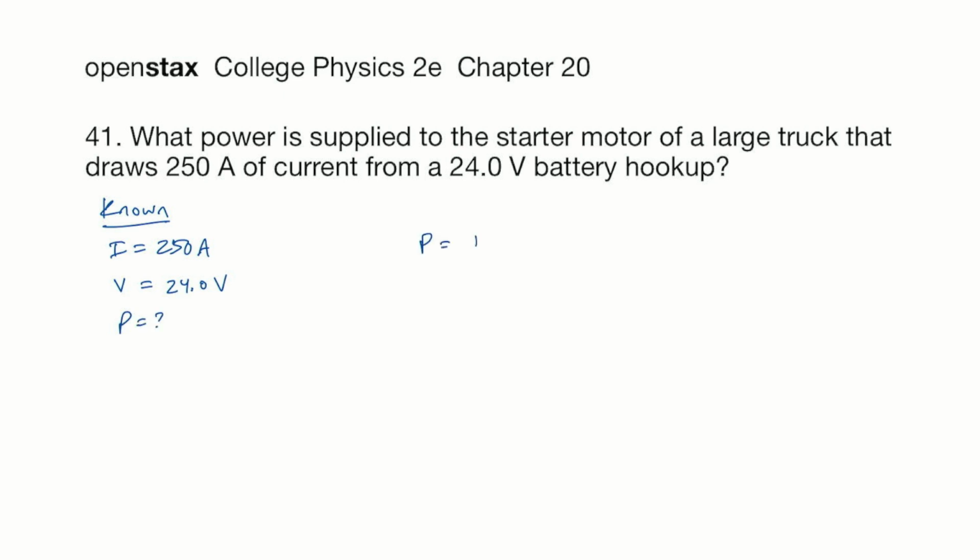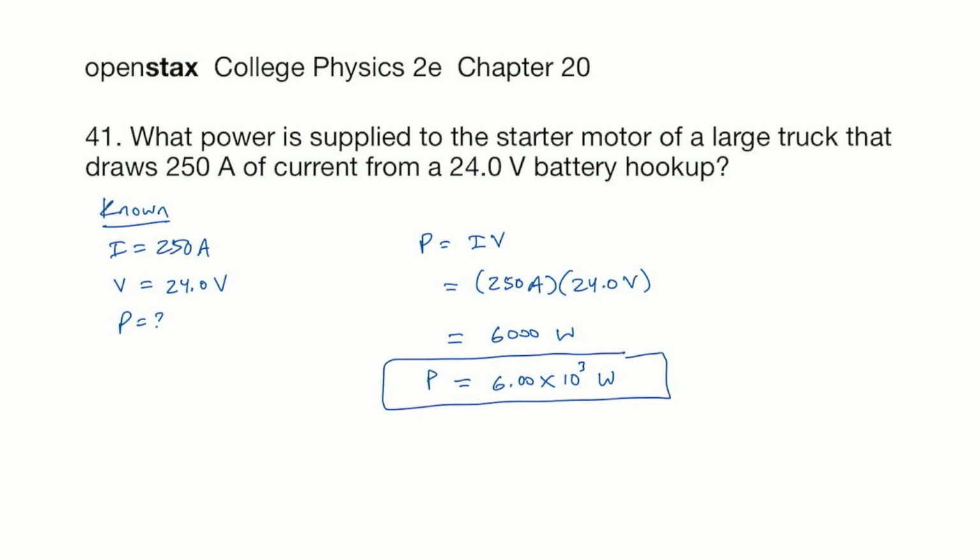We can use power is current times voltage. So we've got 250 amps times 24.0 volts. This is 6,000 watts. And to make the sig figs clear, we can use 6.00 times 10 cubed watts. So that is the power supplied.